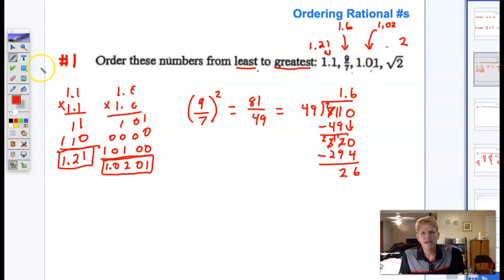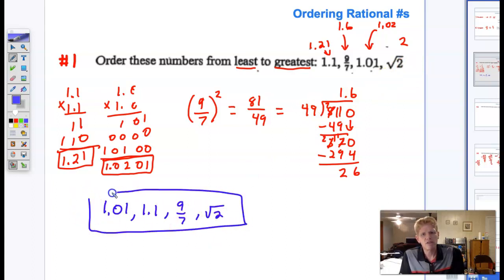And now we simply have to compare our different numbers. This one appears to be the smallest number that we have, so we'll begin by writing it out from least to greatest. So 1.01 is our first one. After that, the next biggest one is 1.1. And after that comes 9/7. And then after that is the square root of 2. And there we have them from least to greatest.